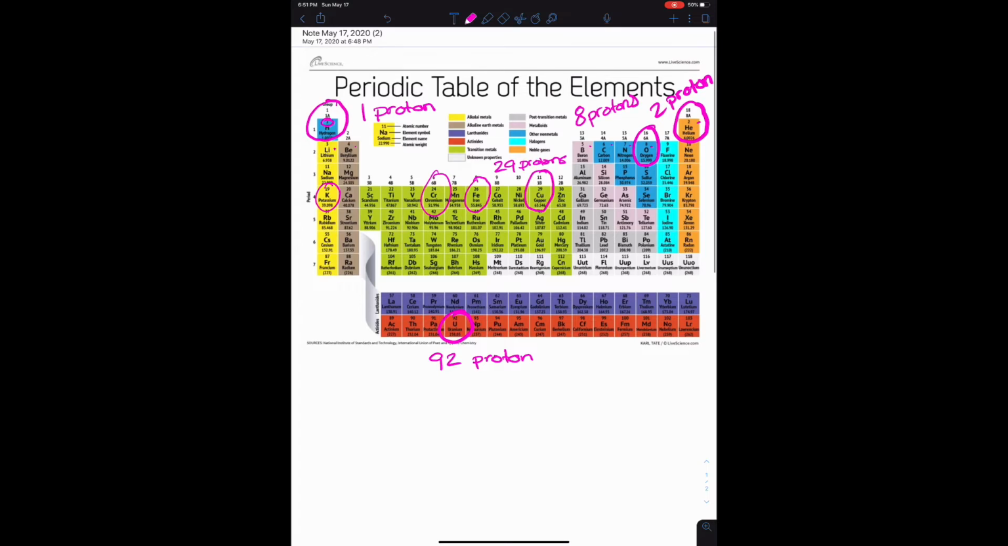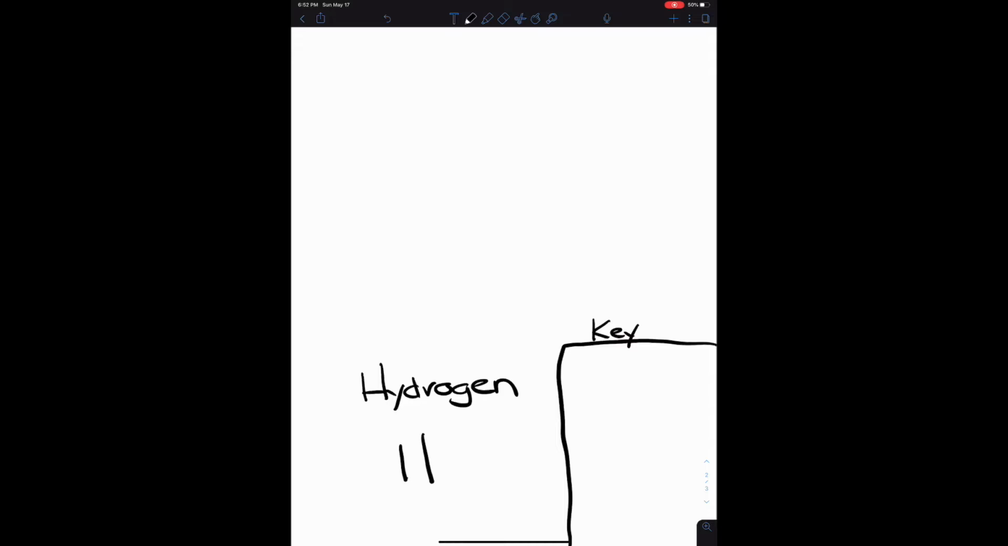Okay. The next thing we're going to do is I want you to get a brand new clean piece of paper. I'm going to switch to a black pen. I'm going to make a key box right here. This is my key box, okay? And I want you to write hydrogen, okay? This is how you spell it. And I want you to do an H with a 1, okay? That 1 indicates how many protons it has.